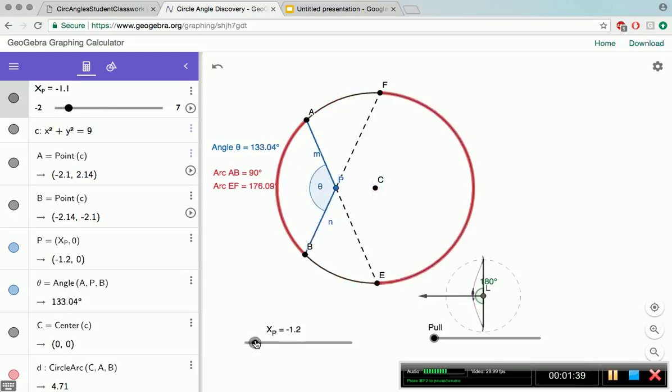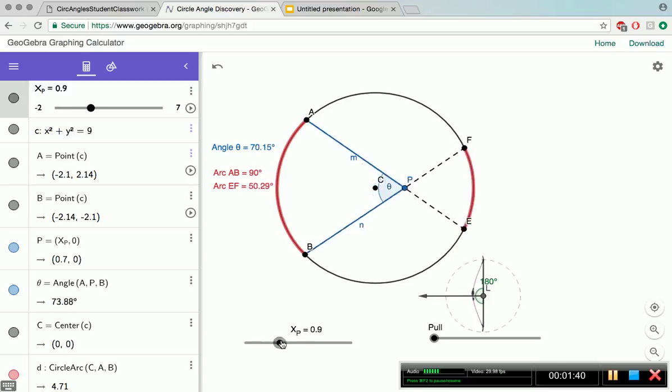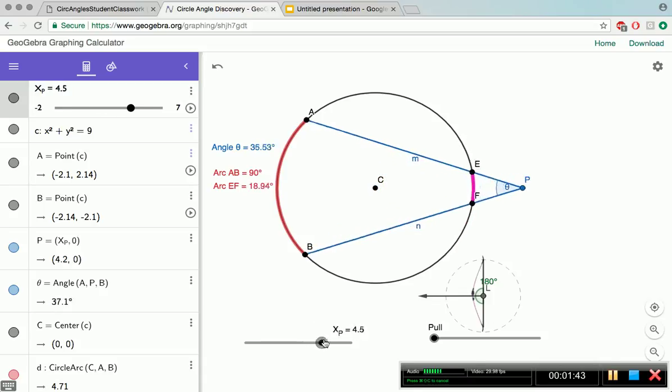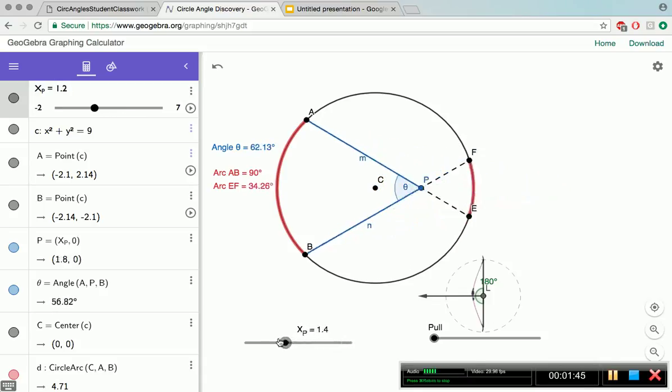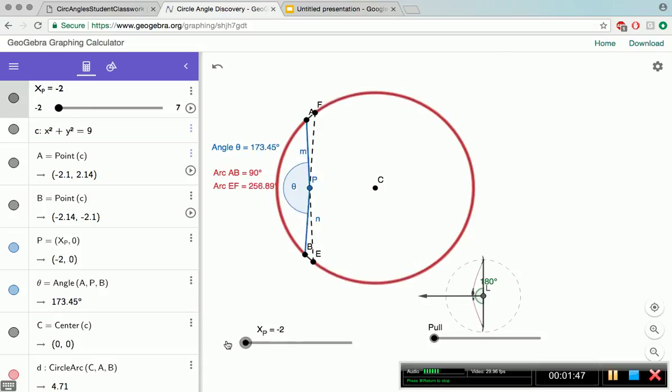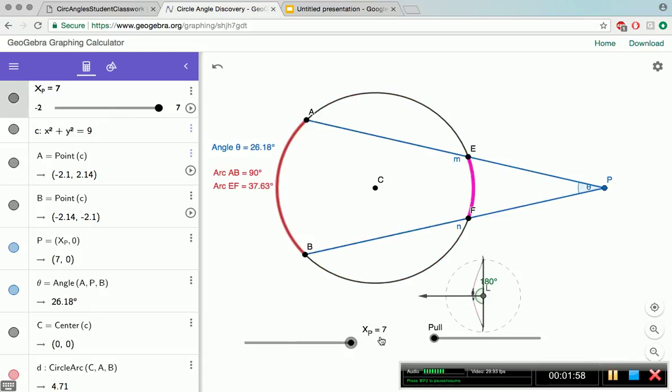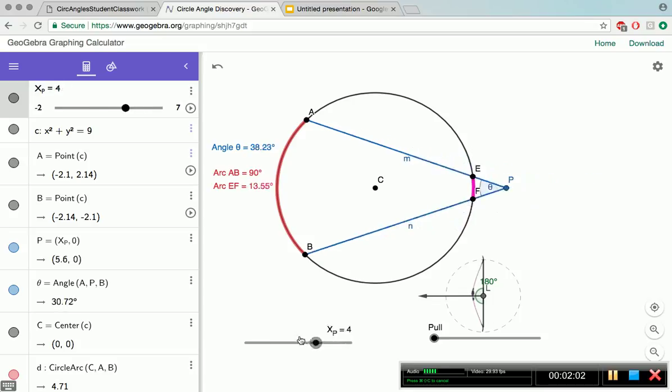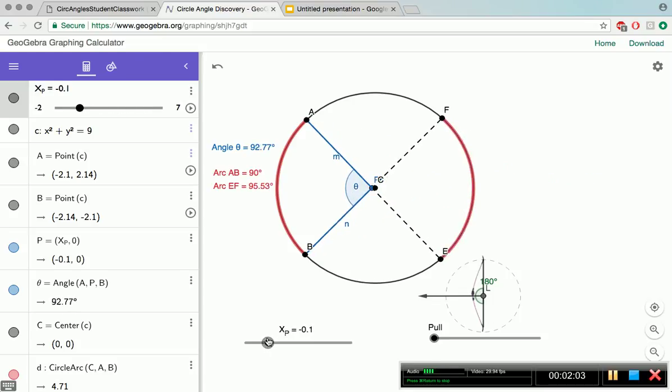So just to play with the slider here to see what's going on, we have this point P that's either moving to the right, and we can move all the way outside the circle, and we can go all the way to the left, which brings F and E almost to point P. So this angle could be anywhere from about 180 degrees, we can see there it's 173, to pretty small. The smallest it gets is 26, but if I made it go way off the screen, it would probably get pretty close to 0.